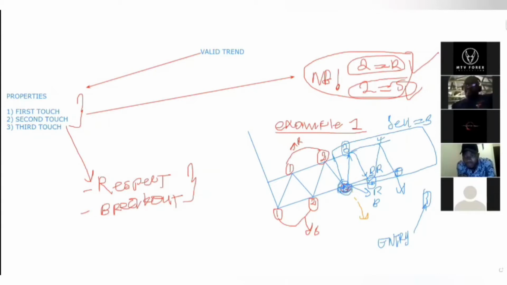You understand? So you identify a valid trend, which is one and two. And then after that, you wait for the breakout or a retest. I mean, a respect where? At the support zone. I mean, at the third touch. It can be at the support or at the resistance. If it respects, you go with it. If it breaks, you break out with it. That's how simple it is.